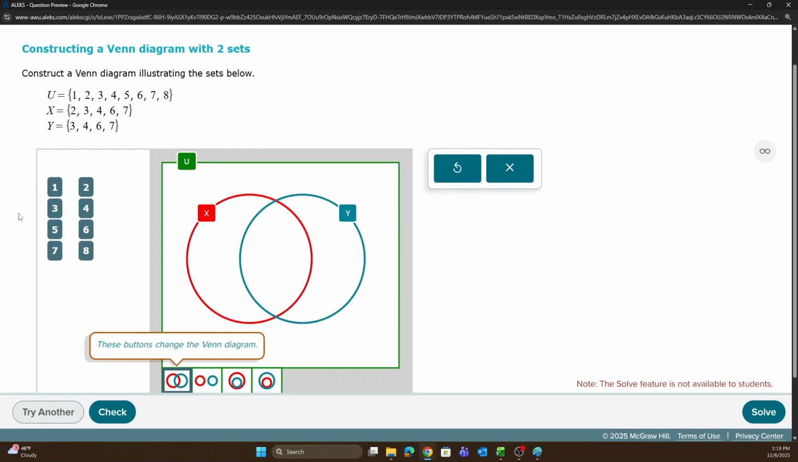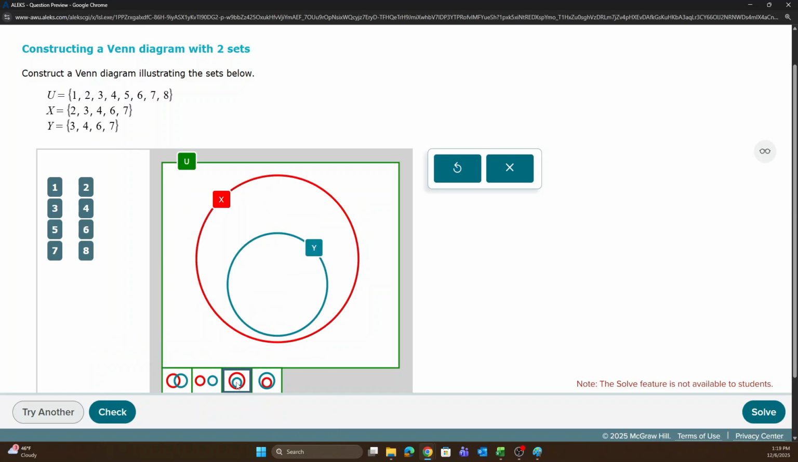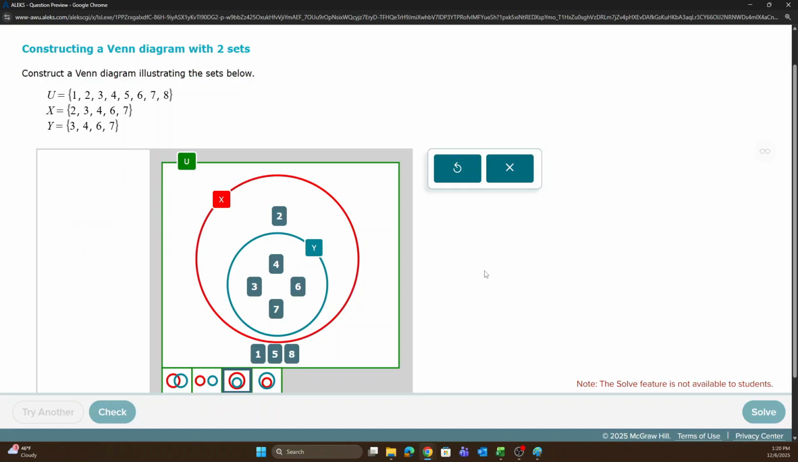So for this one, I want you to look here. Y is 3, 4, 6, 7. X is 2, 3, 4, 6, 7. 3 is in Y, 4 is in Y, 6 is in Y, and 7 is in Y. Everything that's inside of Y is inside of X. So we want to have it like this, where Y is inside of X. We'll start with, well, I guess we can actually just do everything. 2, 3, 4, 6, and 7. Everything else goes in the universal set, and we're done.